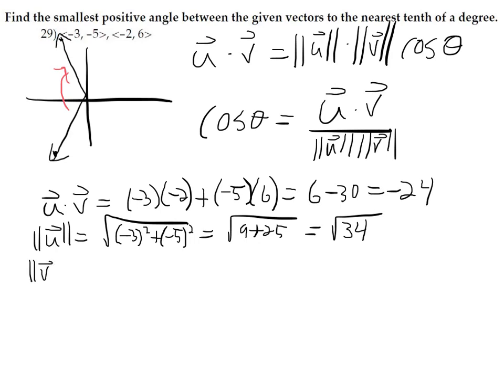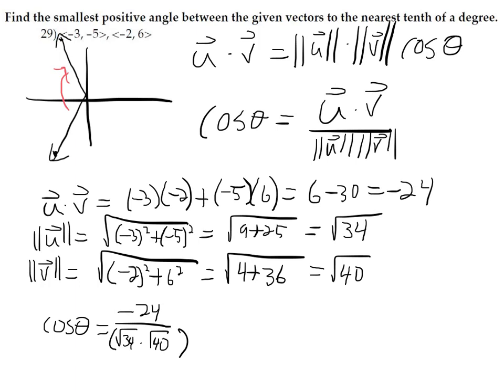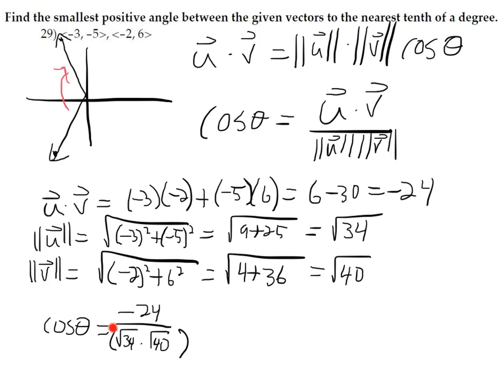Now the magnitude of v. It's the square root of the sum of the squares of v. So -2 squared plus 6 squared. We have the square root of 4 plus 36, which is the square root of 40. And although that reduces, I'm not going to do it. We can now set up cosine theta equals, the dot product is -24, divided by the two magnitudes. So we'd have the square root of 34 times the square root of 40. And I have a parenthesis around the denominator, so I can just type this whole thing into my calculator, and it'll give me an approximation.